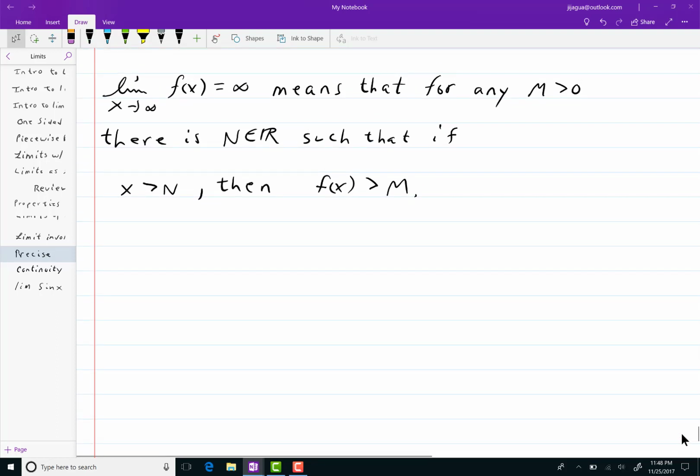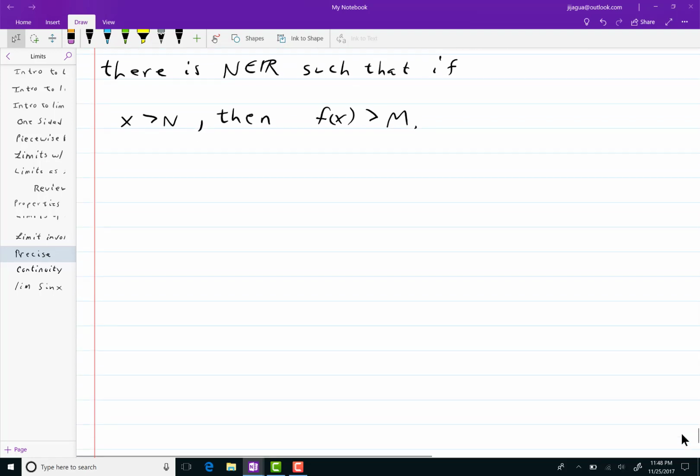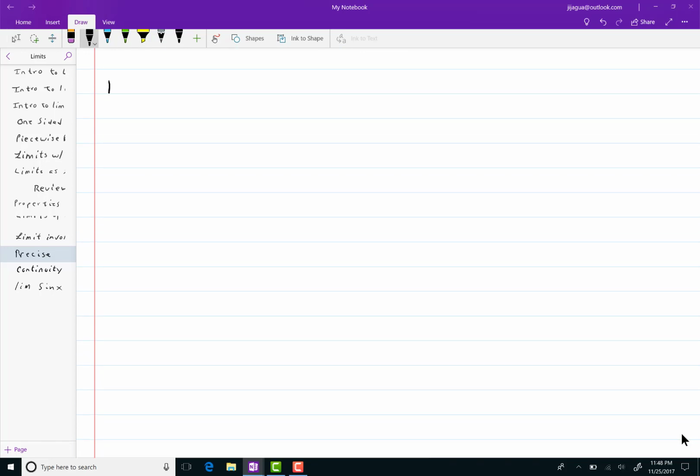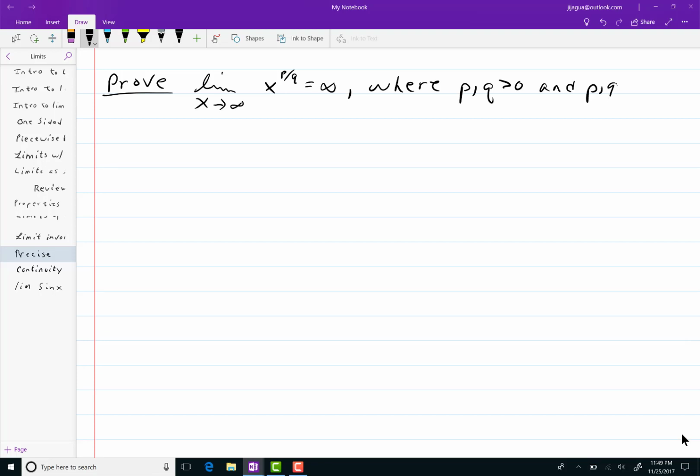So let me pick one. I'm pretty sure I proved this before, but let me prove this one here. Prove that the limit as x goes to infinity, x to the p over q equals infinity, where both p and q are positive numbers and p and q are integers, positive numbers and integers.